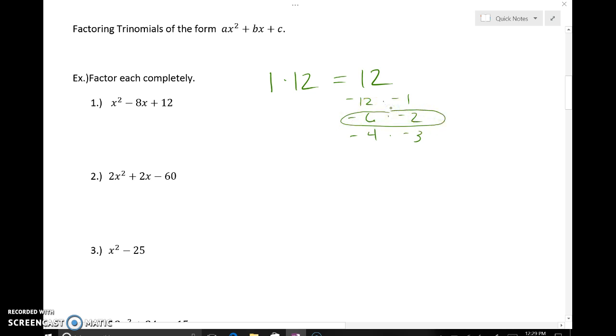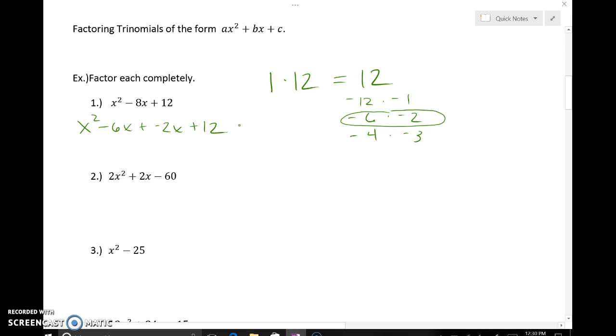So now I'm going to break apart the middle term, or uncombine like terms. So I'm going to rewrite this as a 4-term polynomial. x squared, and now I'm going to rewrite negative 8x like this: negative 6x plus negative 2x plus 12. And that's how I'm able to uncombine like terms.